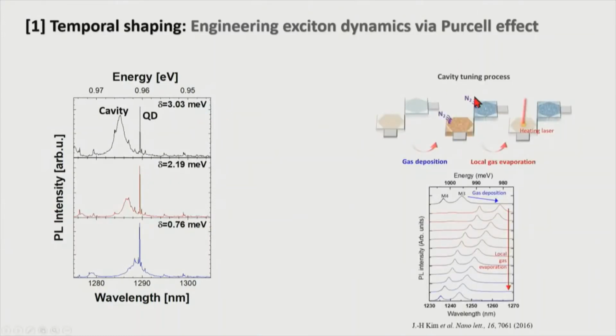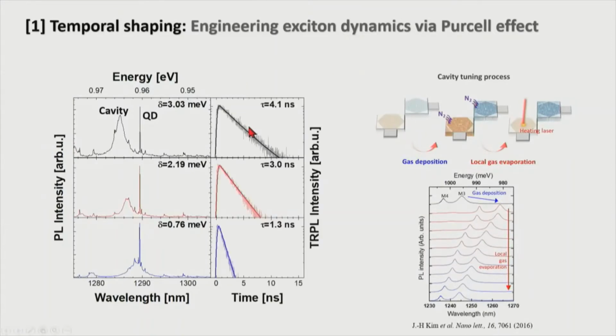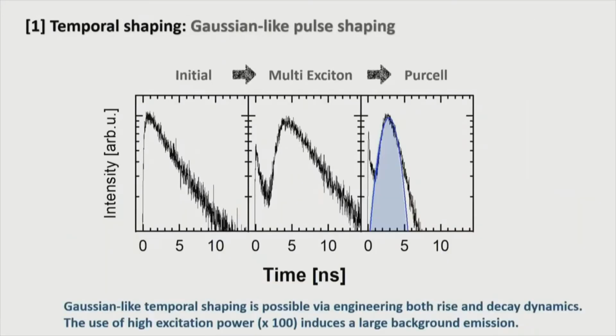Such a detuning can be engineered by this kind of method. Here we flow nitrogen gas at low temperature that freezes onto the sample and shifts the cavity mode. As a result of engineering the cavity detuning, we can control the decay dynamics. So now we are quite happy because we can control both the rise and decay dynamics of single excitons. Combining both techniques, multi-exciton and Purcell effect, we can generate single photons with a Gaussian-like temporal profile.